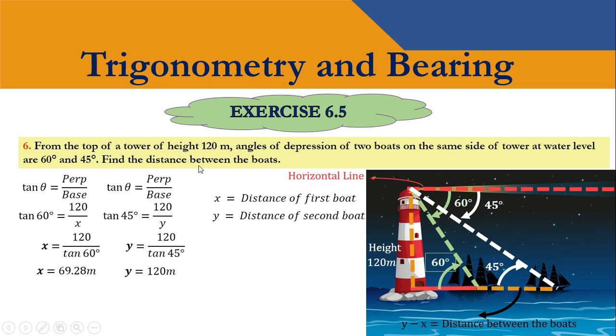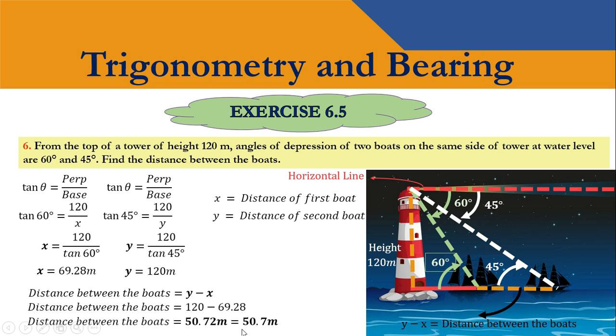So we need to calculate the distance between the boards. To calculate the distance between the boards, we will subtract 69.28 from 120. So our final answer will be 50.72, which will be rounded to 50.7 meters. So this is the distance between the two boards.